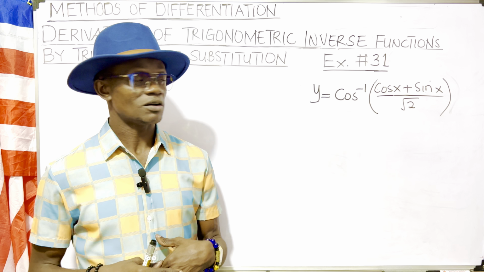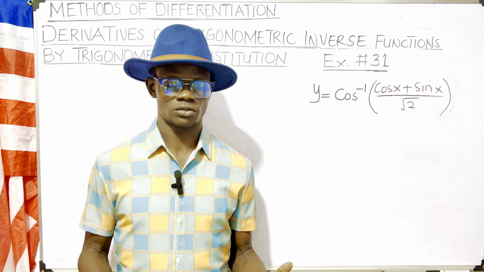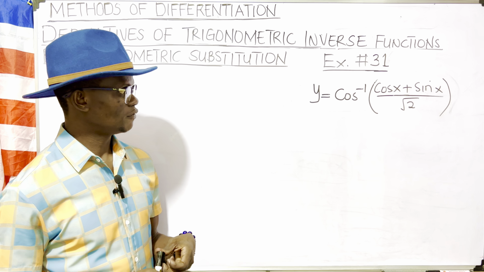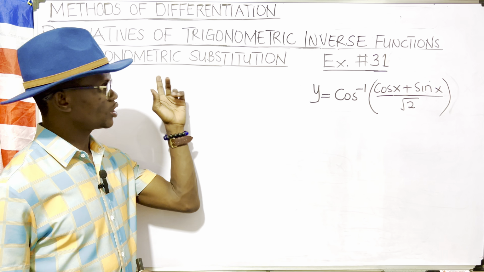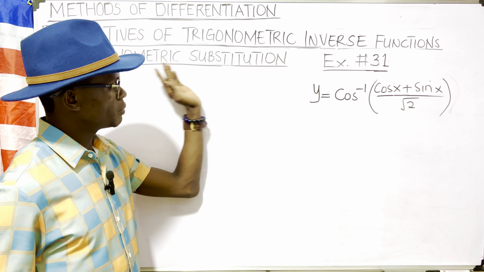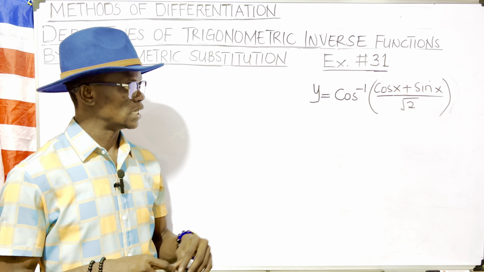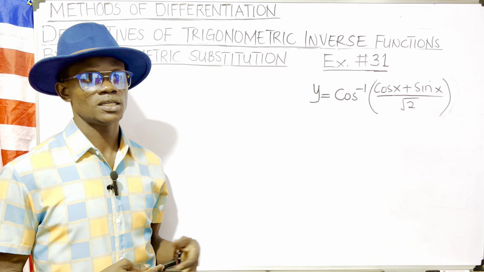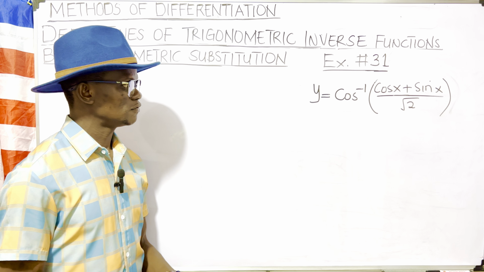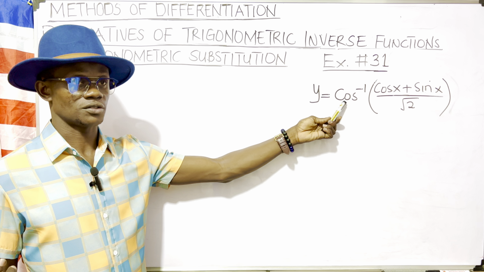So in today's lesson, I want to look at finding derivatives of trigonometric inverse functions. Now, in the previous lesson, we solved a few other problems under the trigonometric substitution method. So we want to continue using the trigonometric substitution method in finding the derivatives of trigonometric inverse functions. Now, the trig substitution method is a very easy method in solving difficult problems involving trig inverse functions, right?